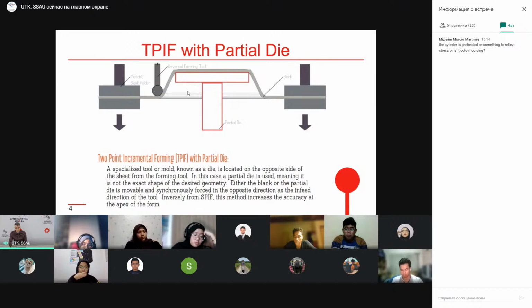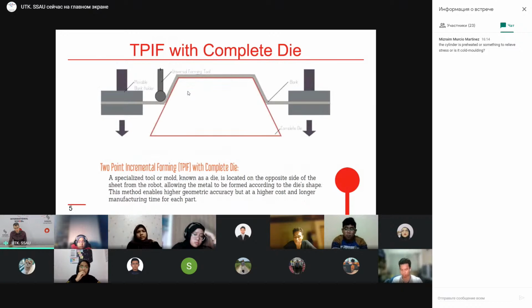Of course, we can go wider, and instead of a petal die, use a complete die. In this case, this complete die, shown in red, is completely the same as the geometry of the manufactured part. In this case, the accuracy will be very high because the sheet is drawn, stretched by a punch, by a forming tool, on this geometry.